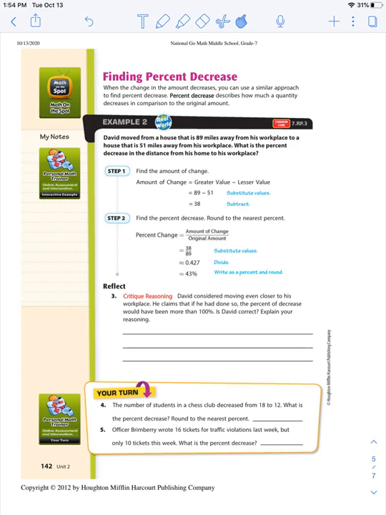Just like when we did percent increase, we're going to find the change over the original amount. So to find the change, we have to subtract what it is now from the original. So it was 89, now it's 51. 89 minus 51, 38. So the change was 38. So we're going to put 38 over, he started at 89. So 38 divided by 89 is about 0.427, which we're going to round to 43%.